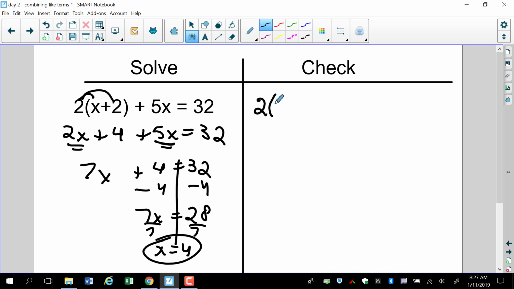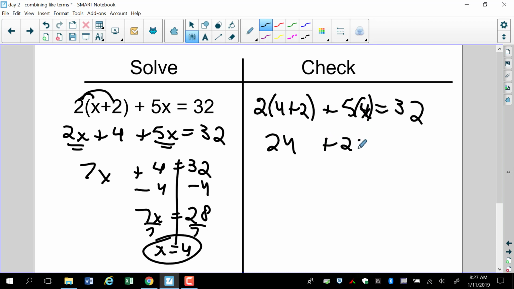Again, let's go through the check. Four plus 2 is 6, times 2 is 24. Should probably put a 4 in there. Plus 20. Or sorry, 6 times 2 is 12. Again, you will make mistakes. You see that I'm making mistakes, but 6, here we go. So this is 12 plus 20 equals 32. And boom, we got our correct answer.